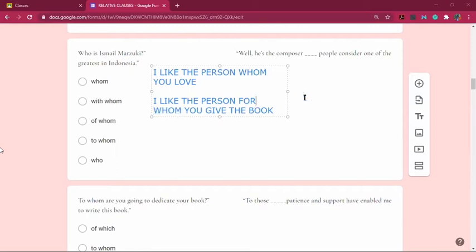Why do I need for? Because you give to somebody, so you need that preposition to say that you give the book to somebody. Without for in the sentence, it seems that you give people not only the book, but you give 2 things: the people and the book. And this is wrong. For whom you give the book, the person itself. Okay, so that's what I mean.